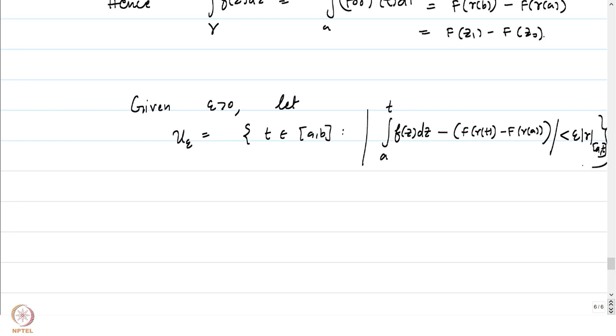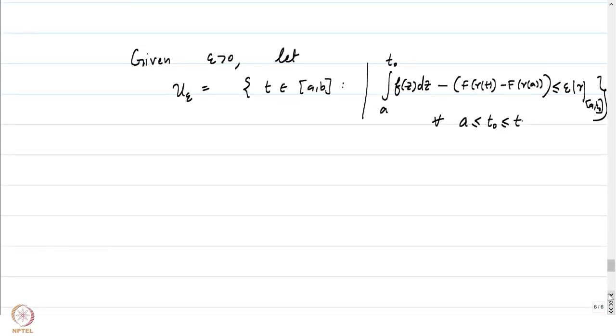So, let us look at the set U epsilon, or maybe I should be a little more careful. This is satisfied for all a less than or equal to t naught less than or equal to t. So, here as well I should be a little more careful. This is less than or equal to epsilon times the arc length of gamma restricted to a, t naught, for all a less than or equal to t naught less than or equal to t.